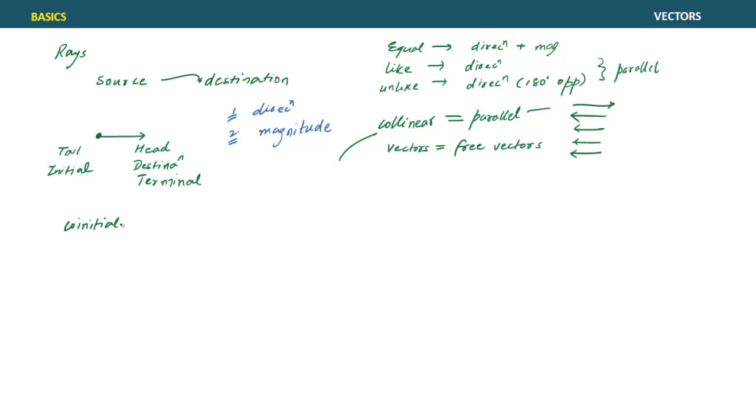Co-initial vectors. As the name suggests, co-initial vectors are vectors which have the same source. For example, this is one vector and the other one goes from here. So this is co-initial. What is coterminous? As the name suggests, they have the same terminal. For example, this is again the diagram, but the arrows will change like this. Now both their heads will meet at a point here, and both their tails will meet at a point, right?